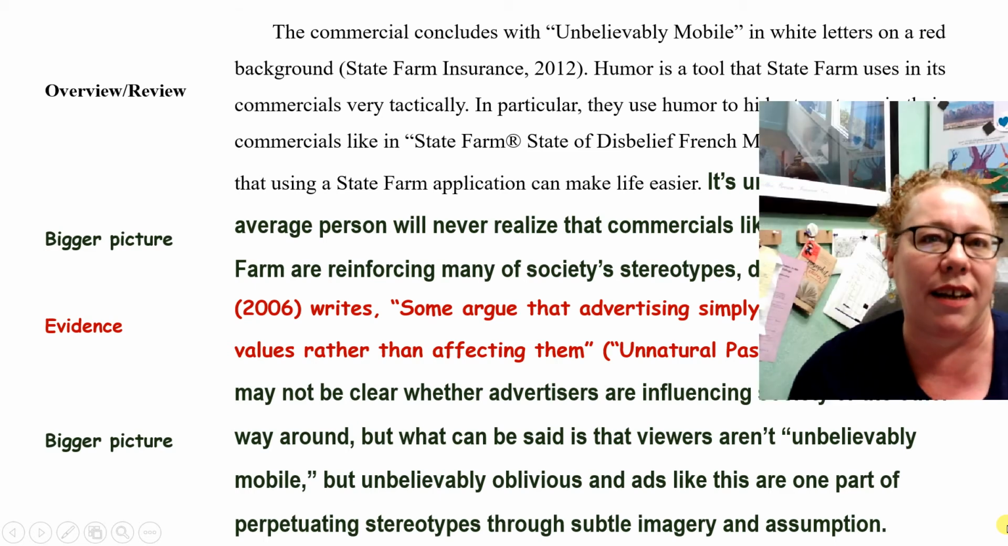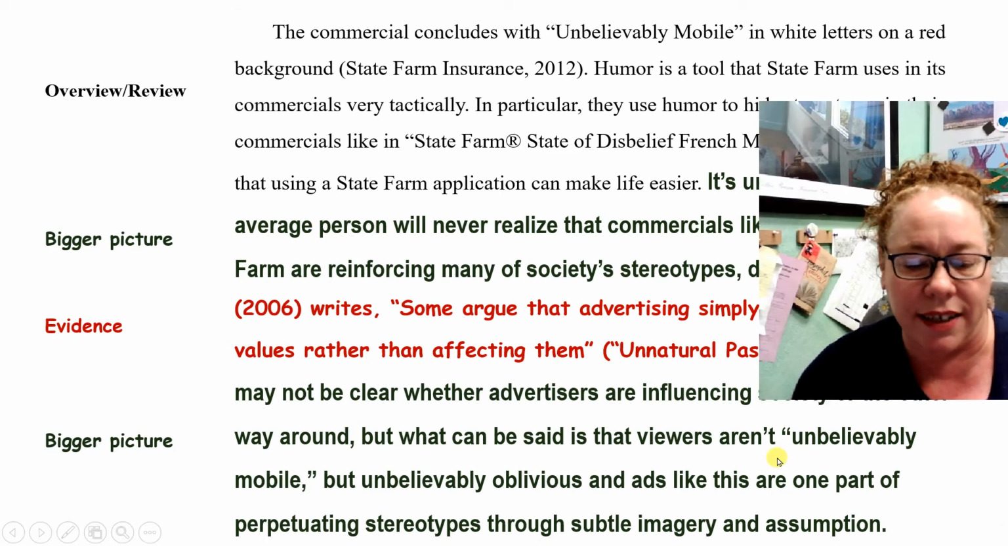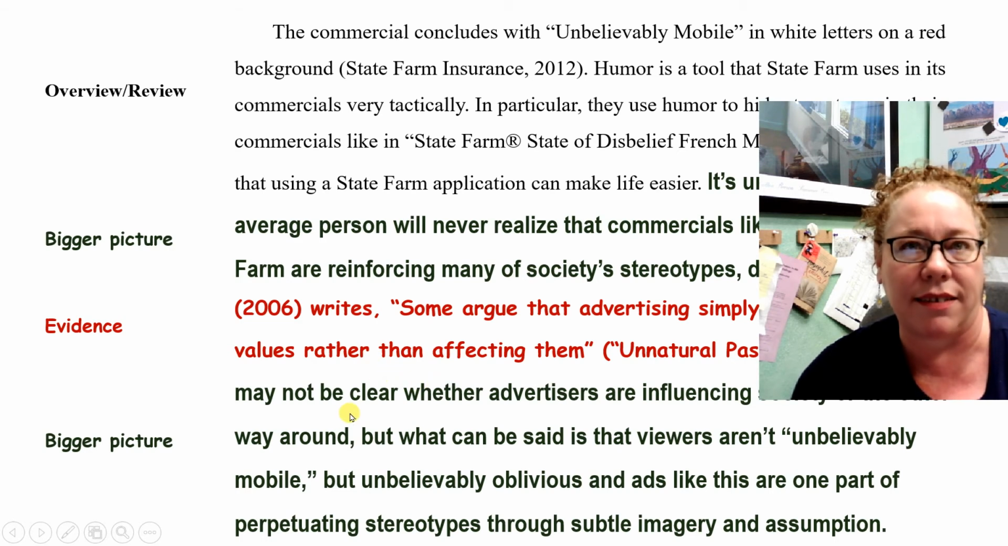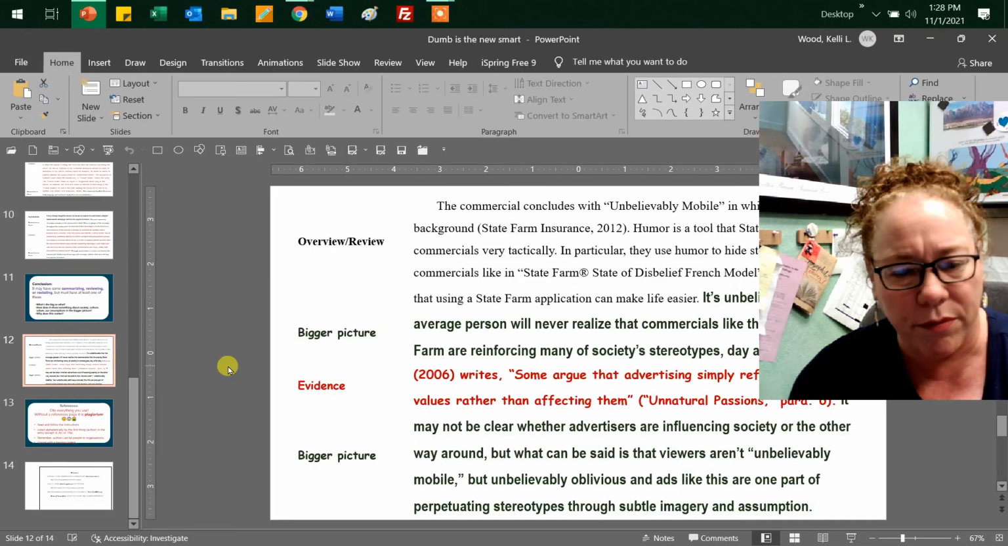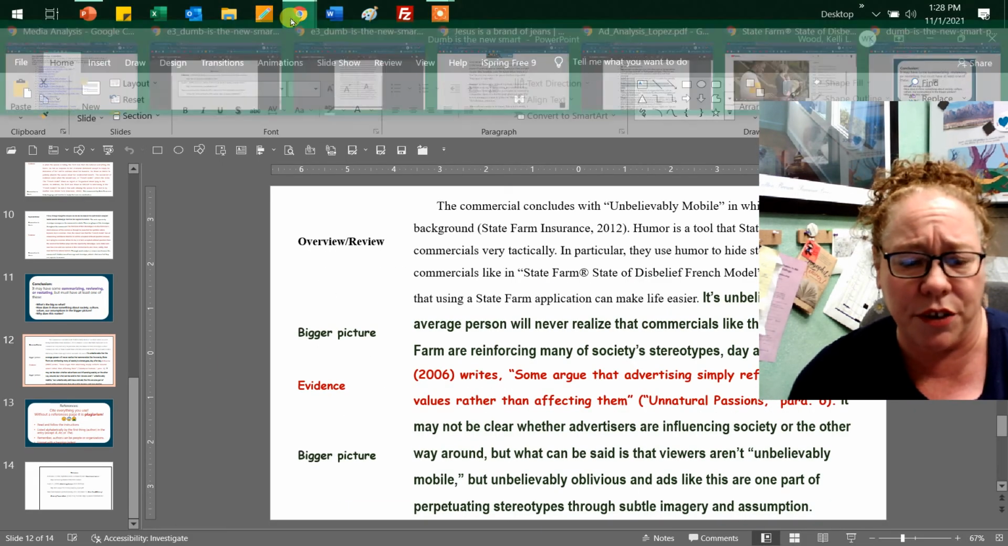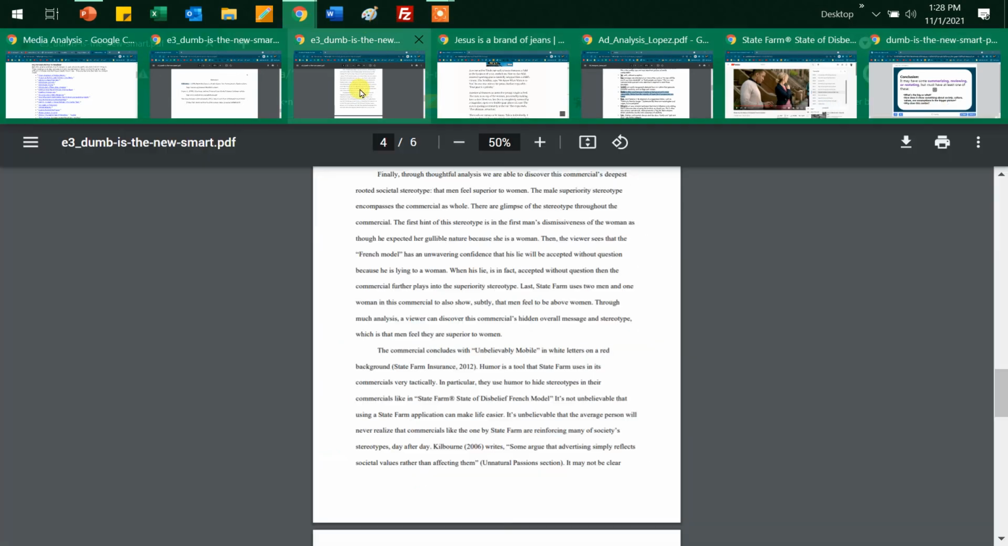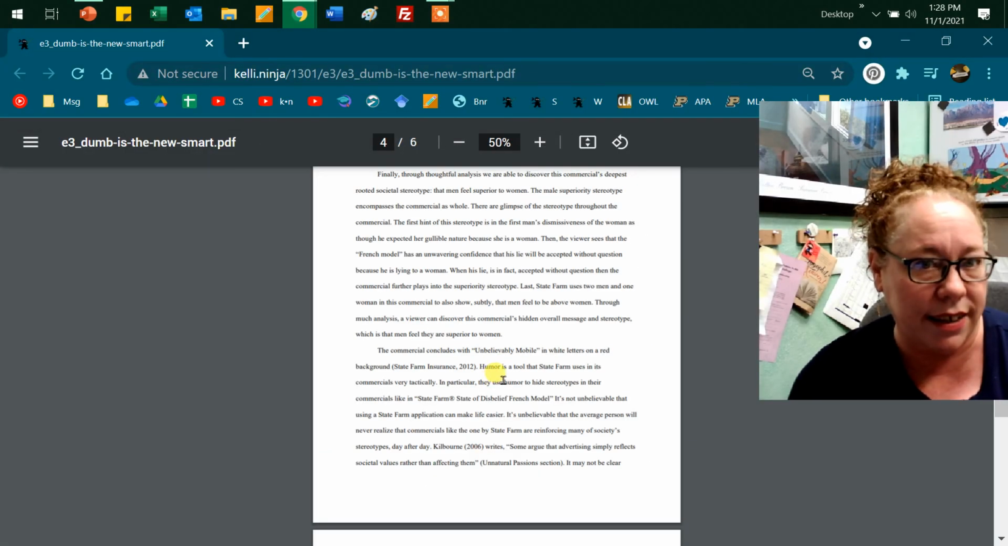So, that's kind of the bigger picture, right? It's not just this State Farm ad, it's other ones as well. And it's these messages we get, not even through what they say, but through this kind of imagery and assumption that are built into these layers. And so, those are the big picture in terms of what his essay is saying overall.